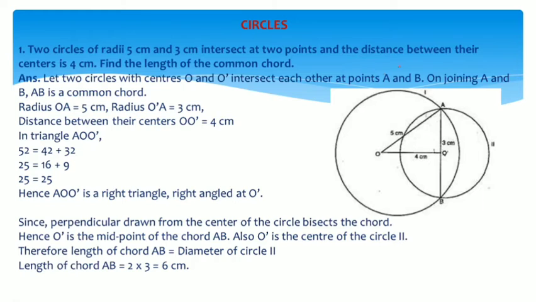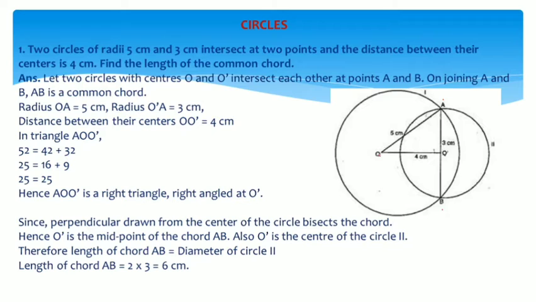There are two circles, one of radius 5 cm, the second of radius 3 cm, and they are intersecting at points A and B. Find the length of the common chord. These 2 points A and B are common to both the circles. So if we join them, the chord AB is a chord common to both the circles. We have to find the length of this common chord.